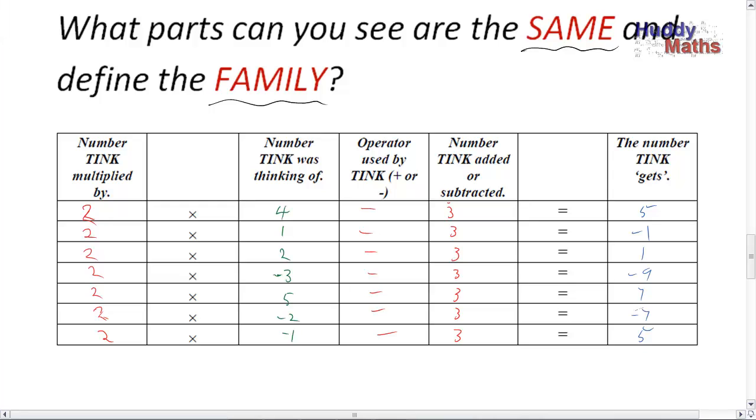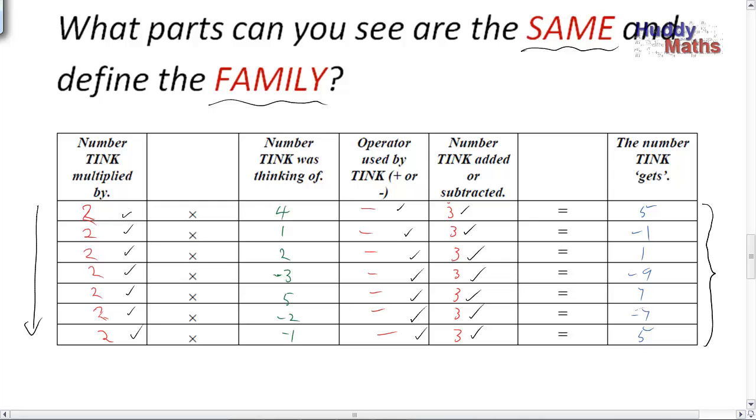So as you went through and ran the program for the first time, and you did 7 shots at it, what you found was Tink always multiplied by the same number and added or subtracted the same number in each go of the 7 before you reset it and had another shot. So you should get something like this. What do you reckon? They are the things that are the same. We get generating members of the family.